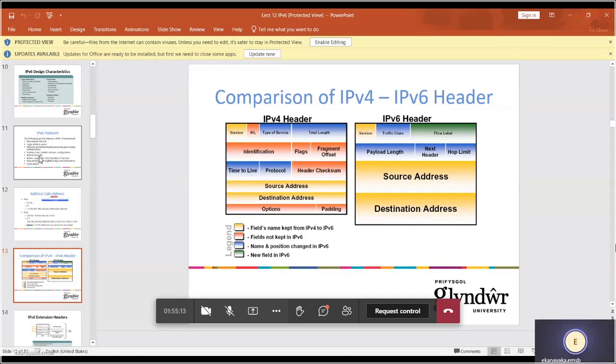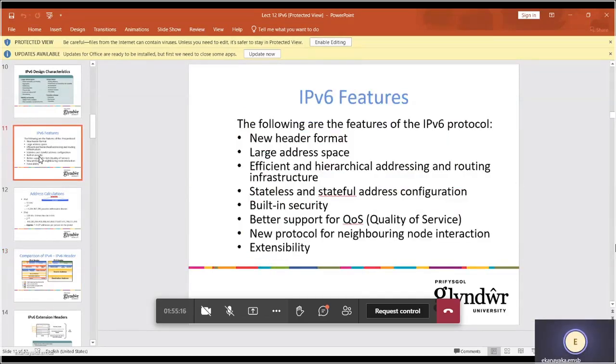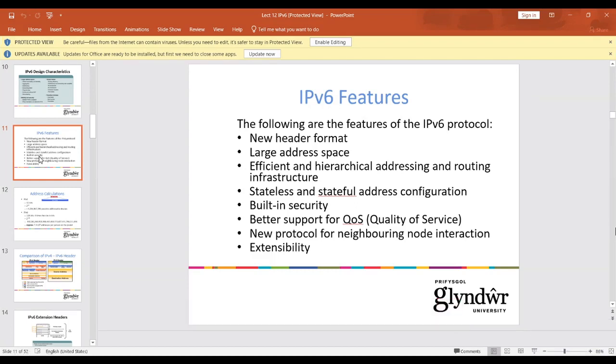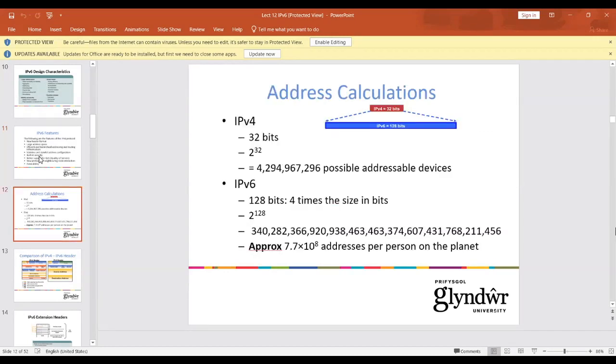Okay, so these are some of the features I want to highlight again. The following are the features of the IP version 6 protocol: new header format, large address space, efficient and hierarchical addressing and routing infrastructure, stateless and stateful address configuration, built-in security, better support for quality of service, and a new protocol for neighboring node interaction and extensibility.